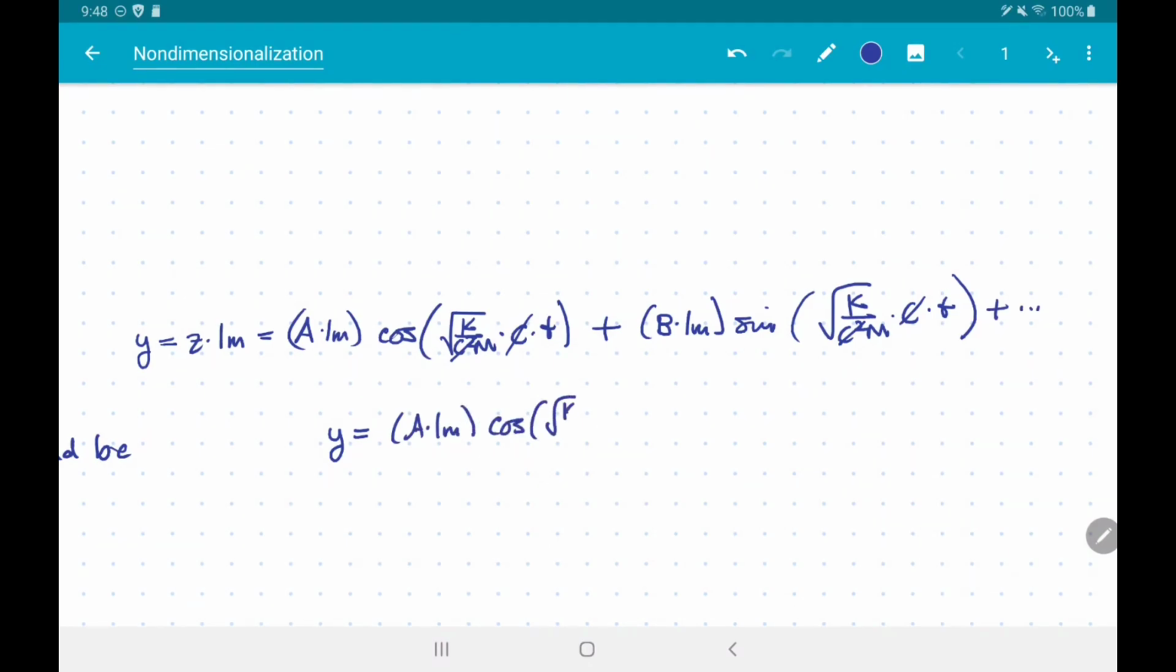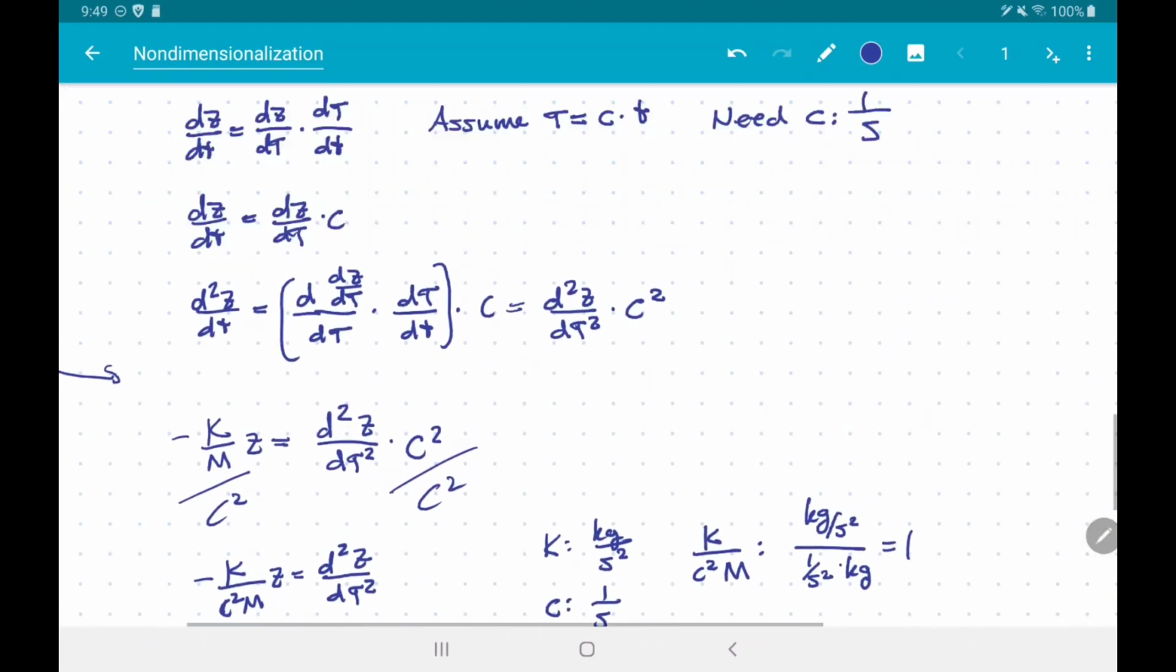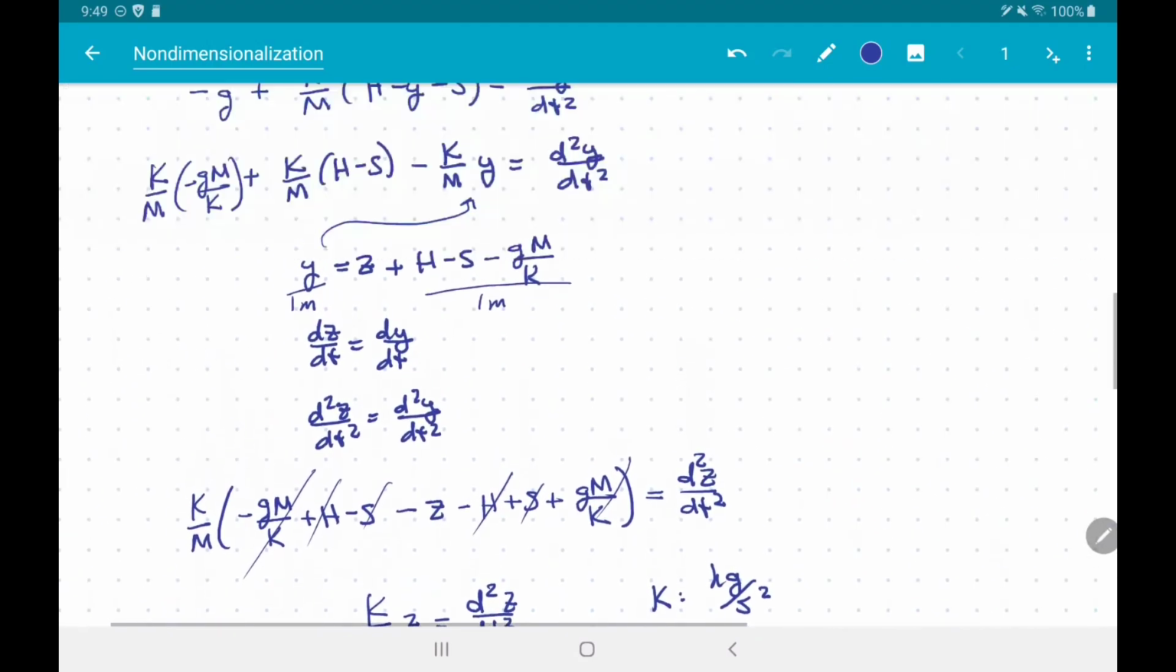So we have a times 1 meter cosine square root k over m times t plus b times 1 meter times sine of square root k over m times t plus a length, which I need to get from back here. Where did it go? Right here.